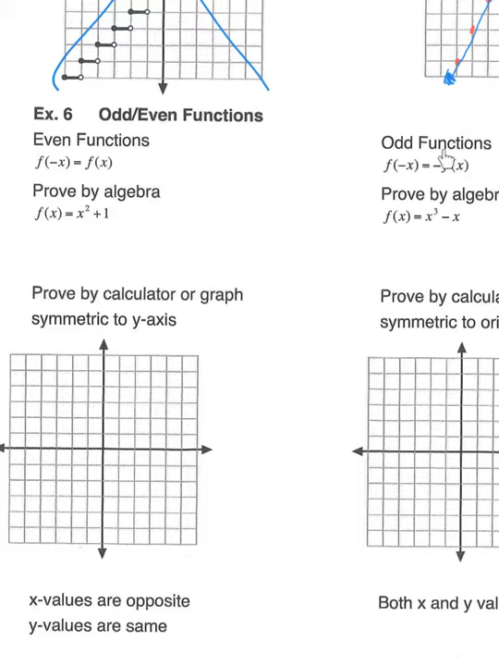You can have neither. So when you plug in a negative x, notice that we're evaluating the function at negative x. If you get exactly the same function, it's even. If every single term in the function changes to its opposite sign, then you have an odd function. If only a few change their sign and a few stay the same, then you have neither.